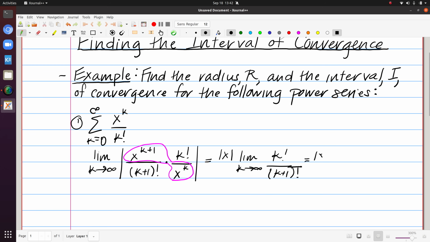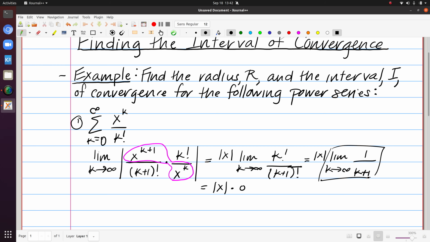And if you recall, when we talked about the ratio test, we said that we could simplify this ratio of factorials as 1 over k plus 1. Now, importantly, I'm focusing on what the value of this limit is. That limit is 0. So we're left with absolute value of x times 0.